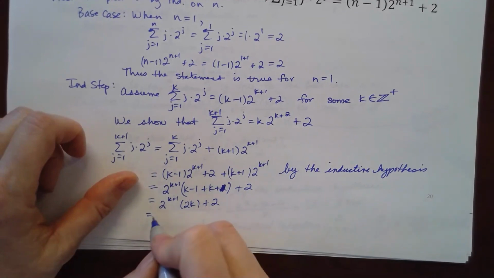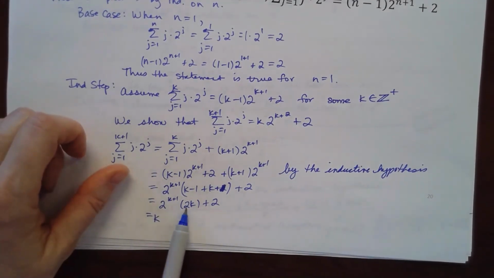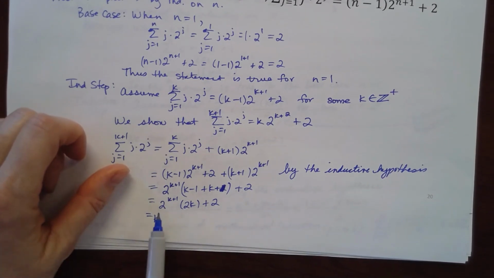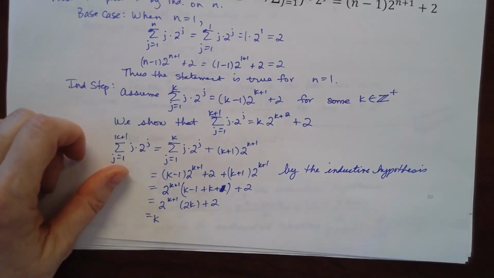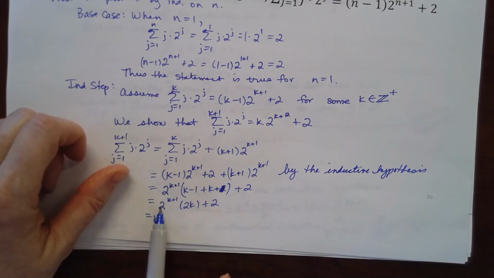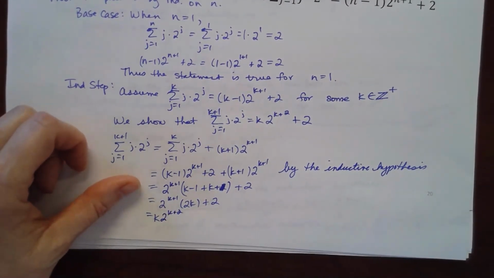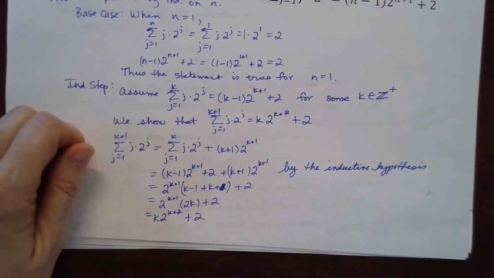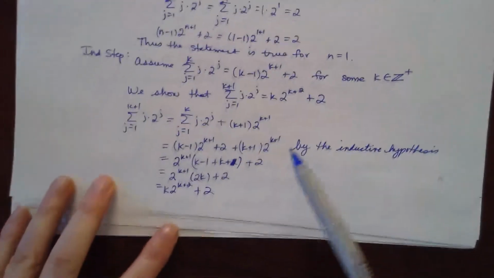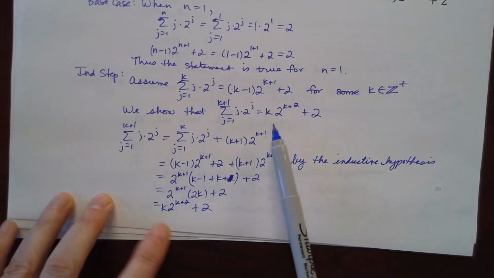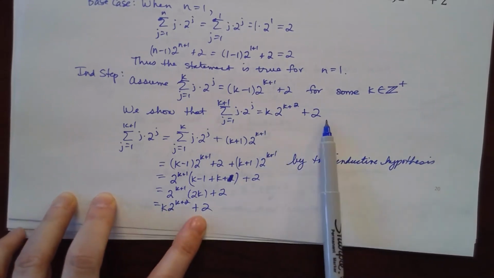I see that. And what's 2 to the k plus 1 times 2? Think of that as 2 to the first. If I have 2 to a power times 2 to a power, what do I do with the exponents? Add them, right. So when I multiply 2 to the k plus 1 times 2 to the 1, I just add their exponents, and I get 2 to the k plus 2. So plus 2, and voila, that's exactly what I wanted. I now showed that that summation is equal to k times 2 to the k plus 1 plus 2.